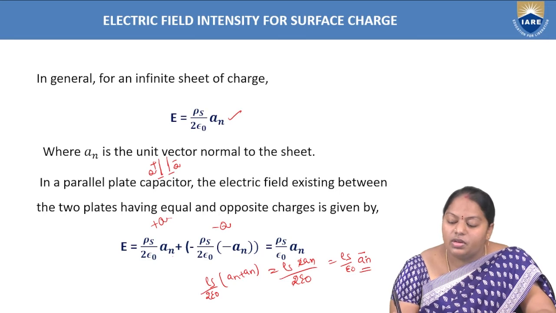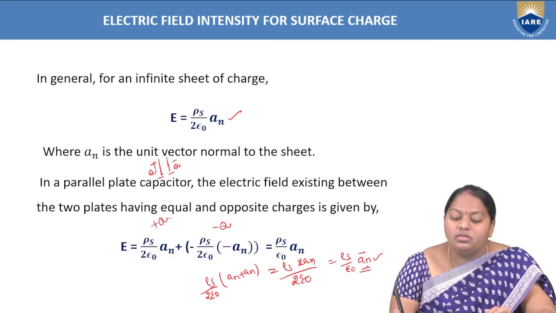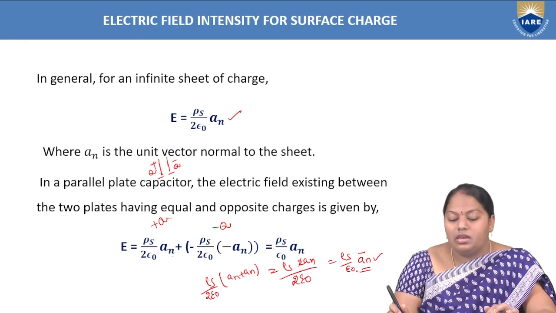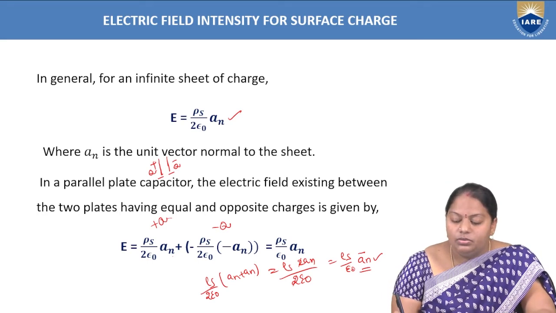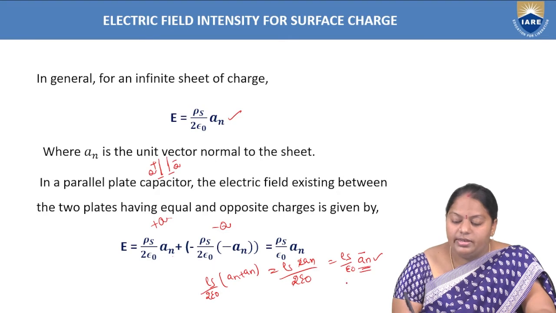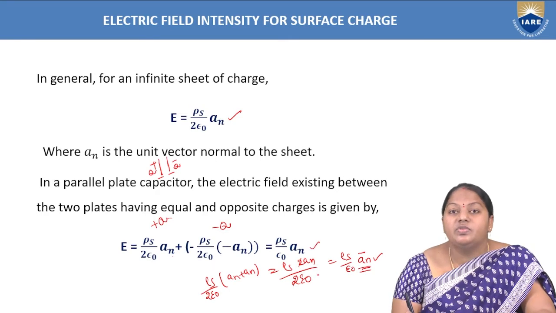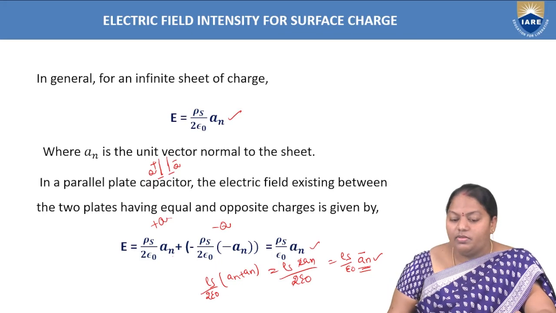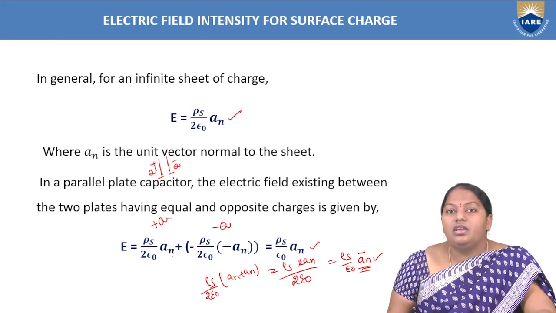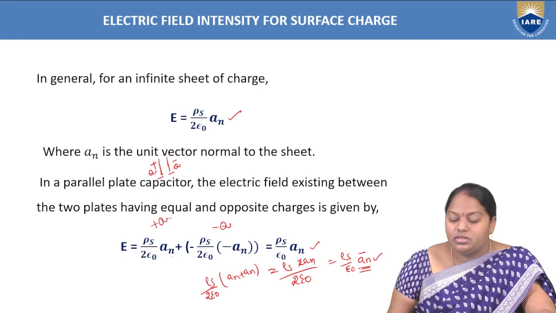So this is the way we consider one simple application, the parallel plate capacitor case. If we find the electric field intensity E due to surface charge, that equation becomes rho s by epsilon naught into An. Right? So this is the way we have evaluated electric field intensity E due to surface charge.